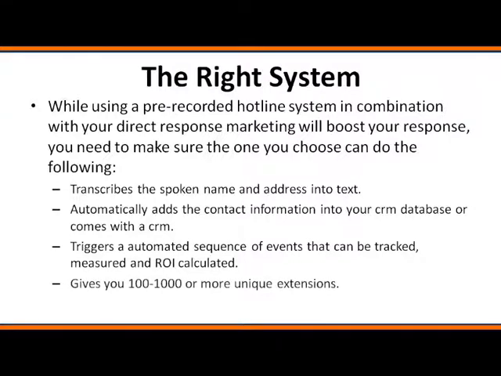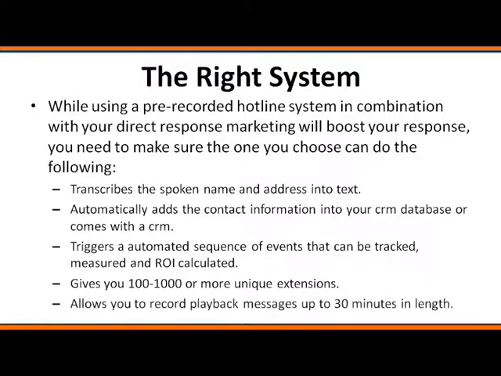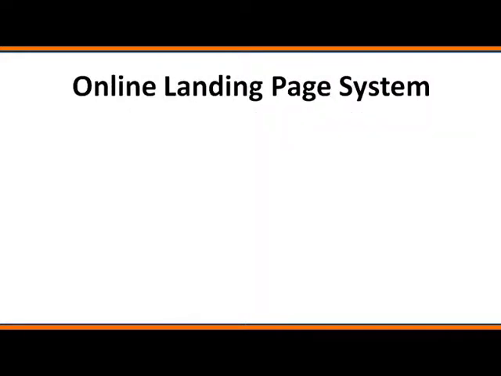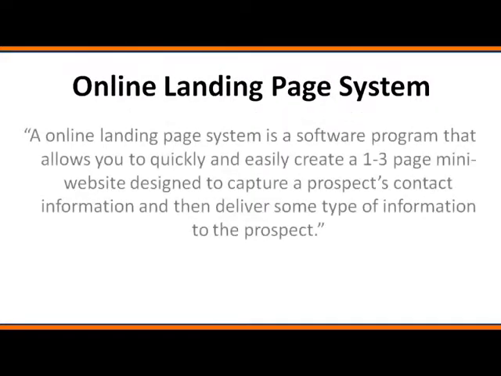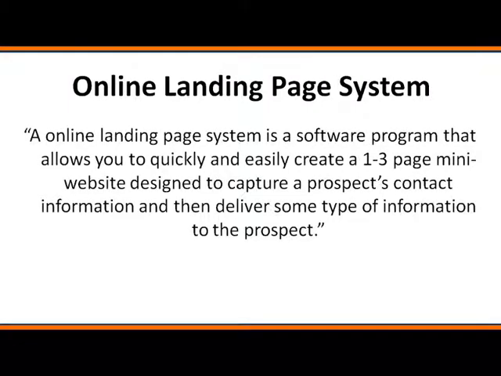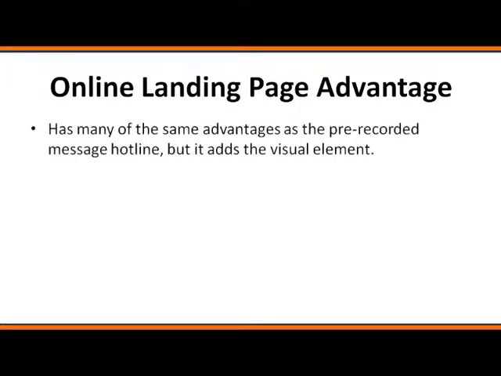And then fourth, it needs to give you 100 to 1,000 or more unique extensions that you can use in all of your marketing. And then lastly, it needs to allow you to record playback messages up to 30 minutes in length. Now, let's talk about the online page system. An online landing page system is a software program that allows you to quickly and easily create a 1 to 3 page mini website designed to capture a prospect's contact information and then deliver some type of information to that prospect. The online landing page system has many of the same advantages as the pre-recorded message hotline, but it adds the visual element.